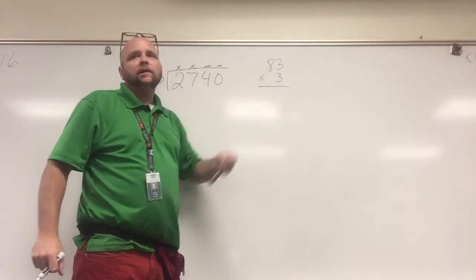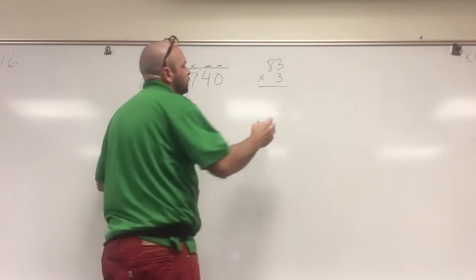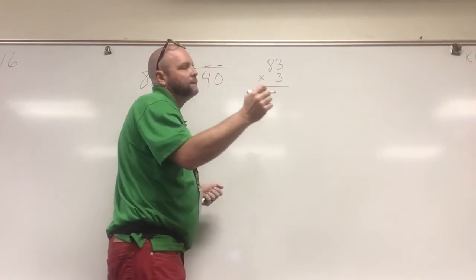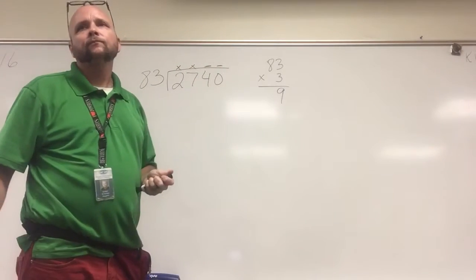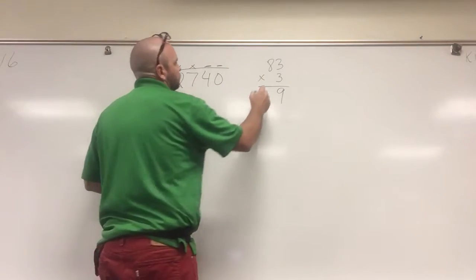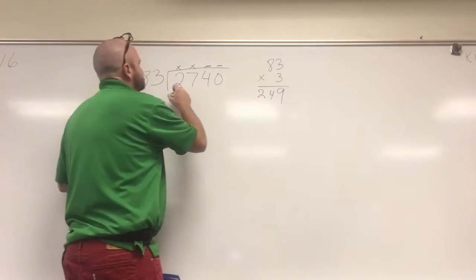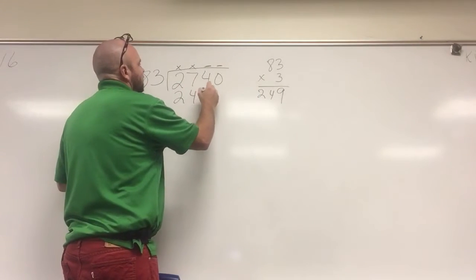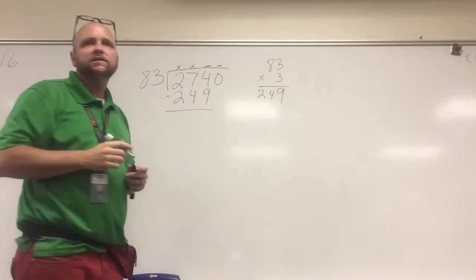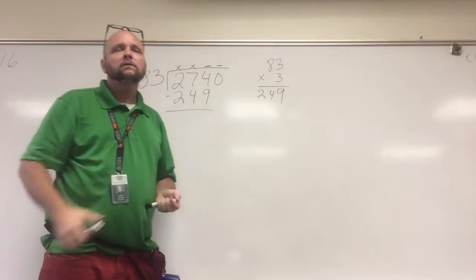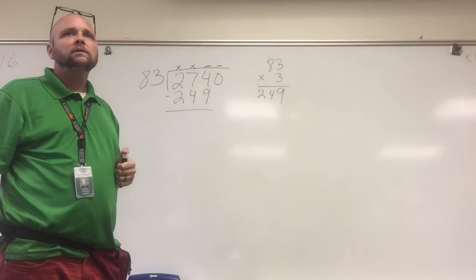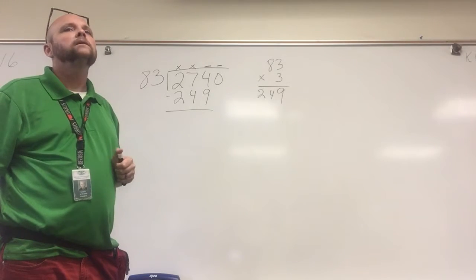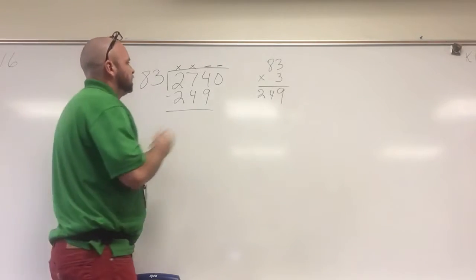What's 3 times 3? 3 times 3 is 9. What's 3 times 8? 8 times 3 is 24. Okay, so this is 249. Is it less than 274? Is 249 less than 274? Yes. So now we subtract.